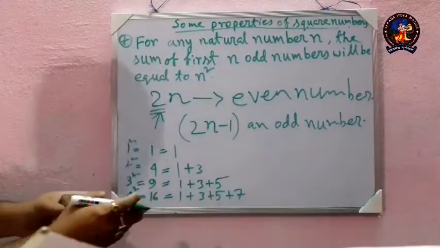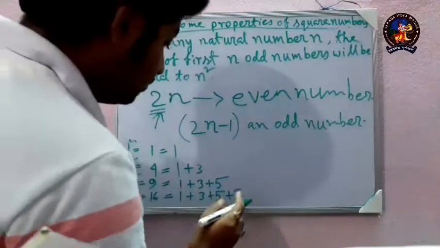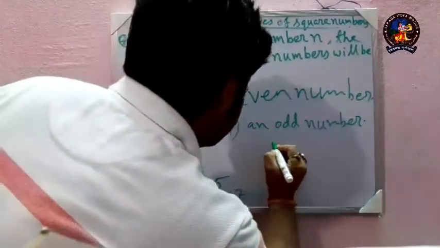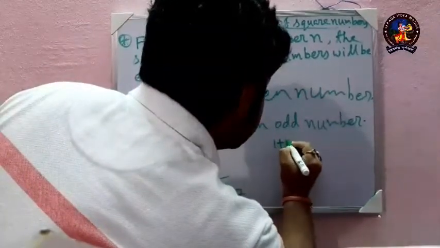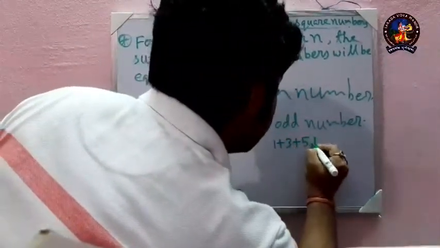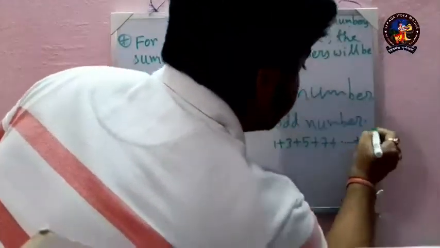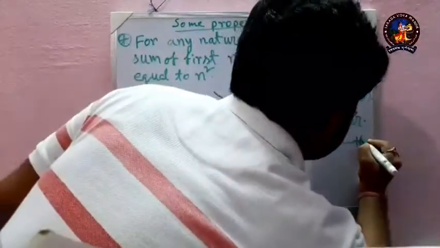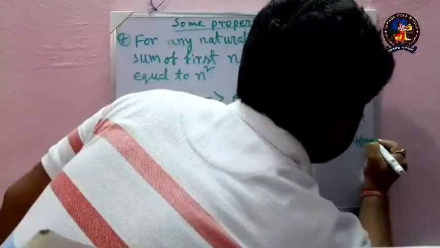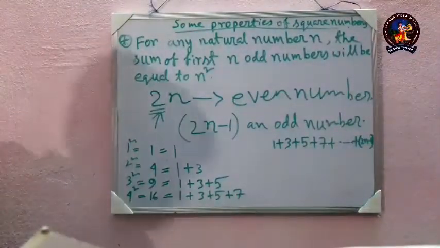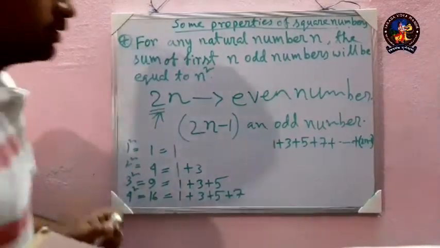Now, if I continue this adding up to the nth odd number, that will be 1 plus 3 plus 5 plus 7 plus up to the nth odd number, that will be 2n minus 1. Let me write this properly.